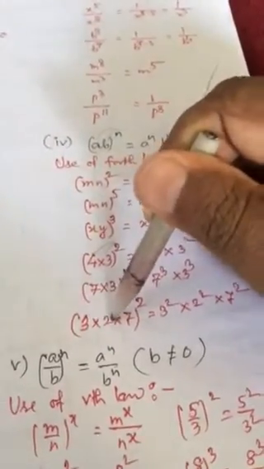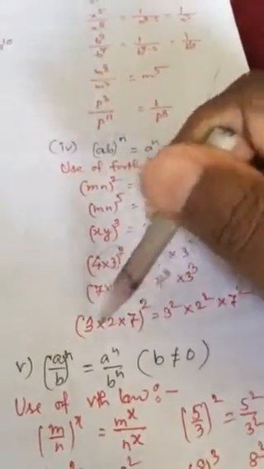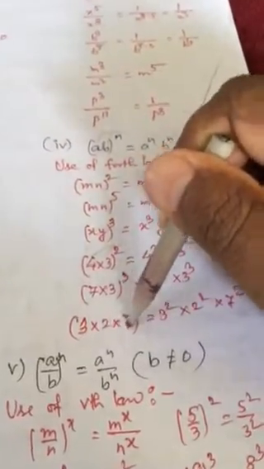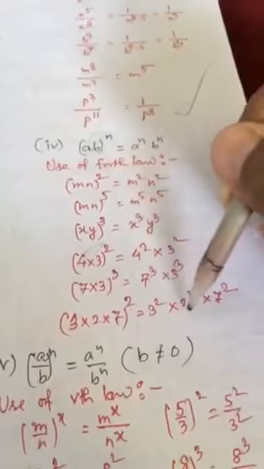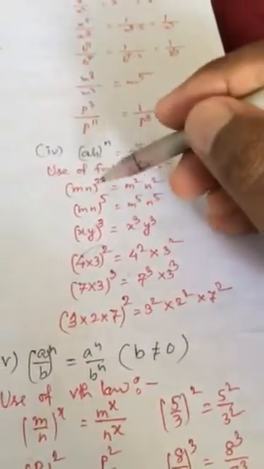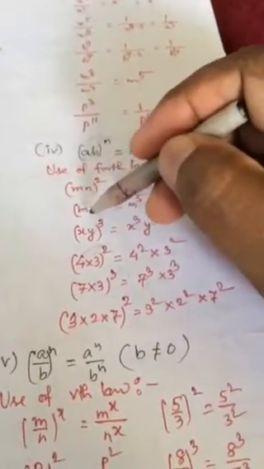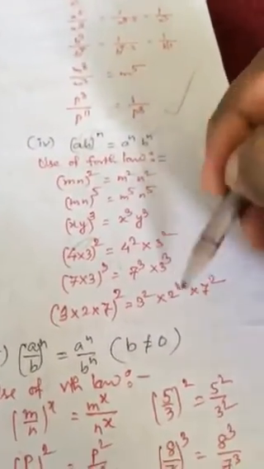(3 multiply 2 multiply 7) to the power 2. Okay, square means (3 multiply 2 multiply 7) square equals 3 square multiply 2 square multiply 7 square. So from here you have to understand, if the index form is given in this form and you want to break it, then you can break it in this way. You can write it in this way. Okay, so this is the fourth law of indices.